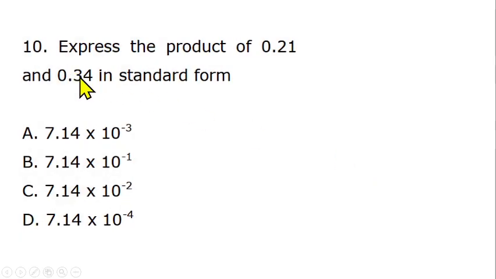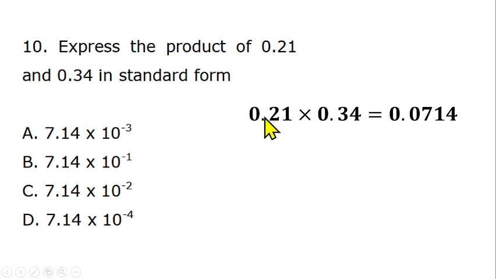Question number 10 is from standard form. We have to express the product of 0.21 and 0.34 in standard form. Very simple. All you need to do is multiply this by this, then whatever you get, change to standard form. So this time this will give us 0.0714.